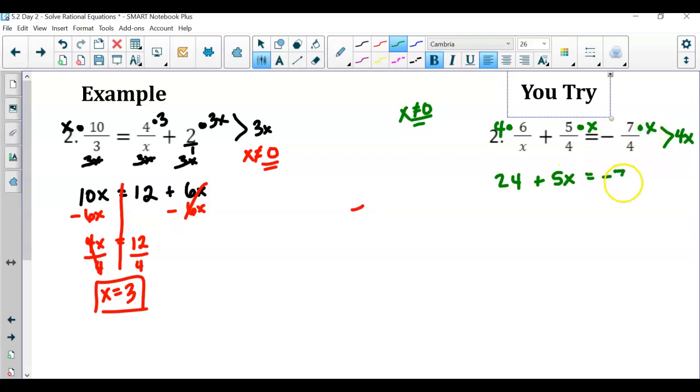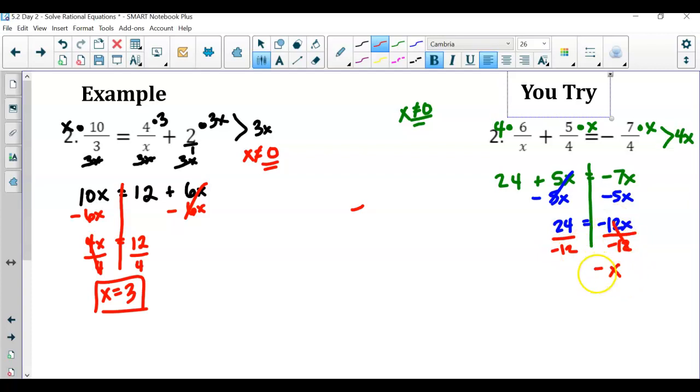Now I'm going to go through and solve my linear equation. I'm going to gather the variables. So here I'm going to subtract 5x from both sides of my equation. Now I have 24 is equal to -12x. Still multiplying x by -12, so divide by -12. And you should have gotten x is equal to -2. And x can equal -2 because it is not our extraneous solution. So here, that's how you would solve that try.